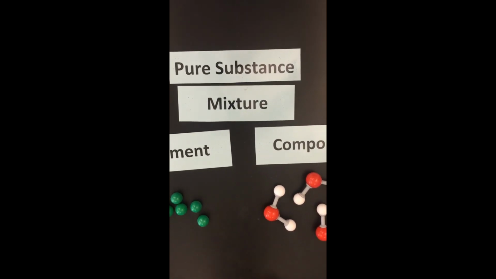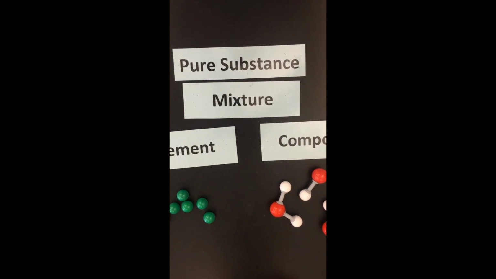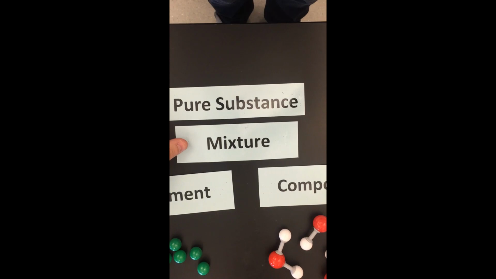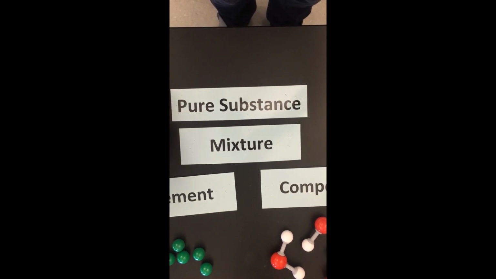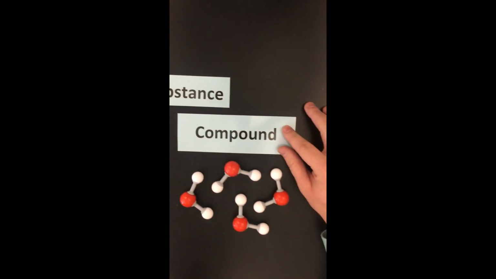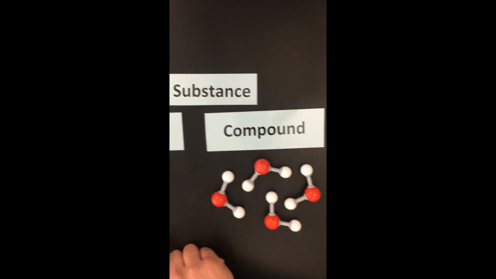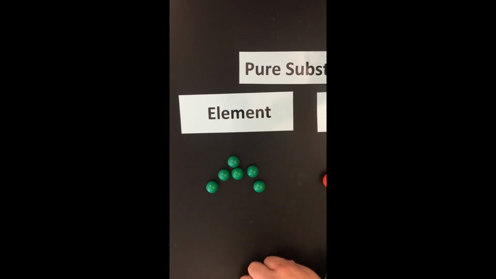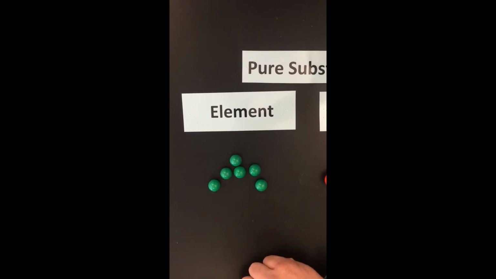Okay, all matter can be described as either being a pure substance or a mixture. We're going to look at pure substances first, so we're going to get rid of this one. All pure substances are either a pure element or a pure compound. If we look over at the elements, we have the same atom type throughout. That means it's pure. There's nothing else in there.